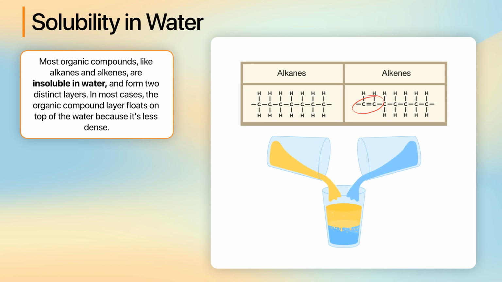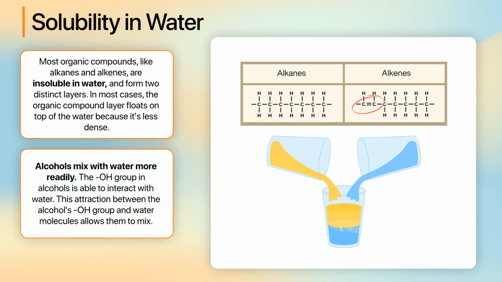Most organic compounds, like alkanes and alkenes, are insoluble in water and do not mix well with it. Instead, they often form two distinct layers, one layer of the organic compound and one layer of water. In most cases, the organic compound layer floats on top of the water because it's less dense.